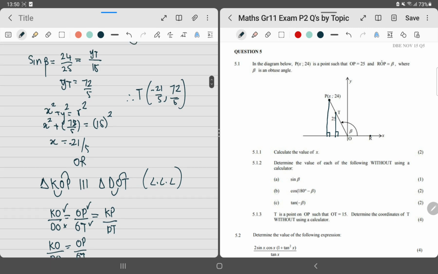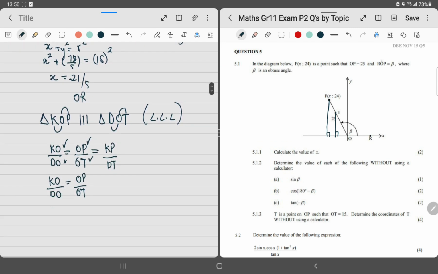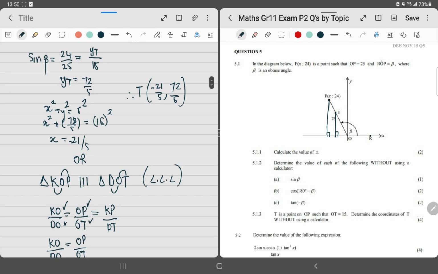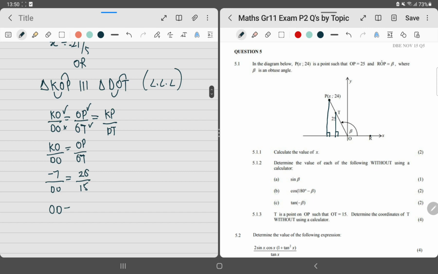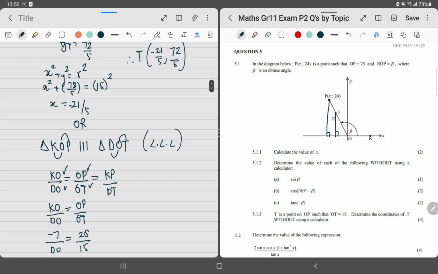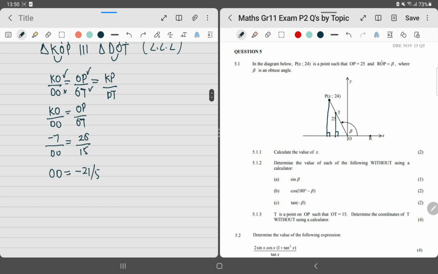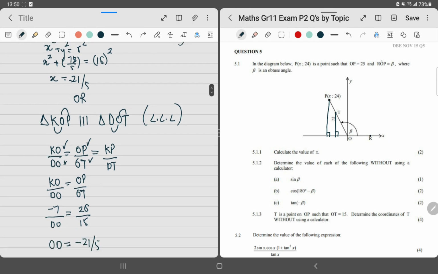So KO, what is KO? Minus 7. So that's minus 7. And then DO, that's what we are looking for. OP is 25. And then OT is 15. So OD should be equal to negative 7 times 15 over 25. So I am getting minus 21 over 5, which is the same as that. And then you'll just use the theorem of Pythagoras to calculate the vertical distance, and you should get 72 over 5.